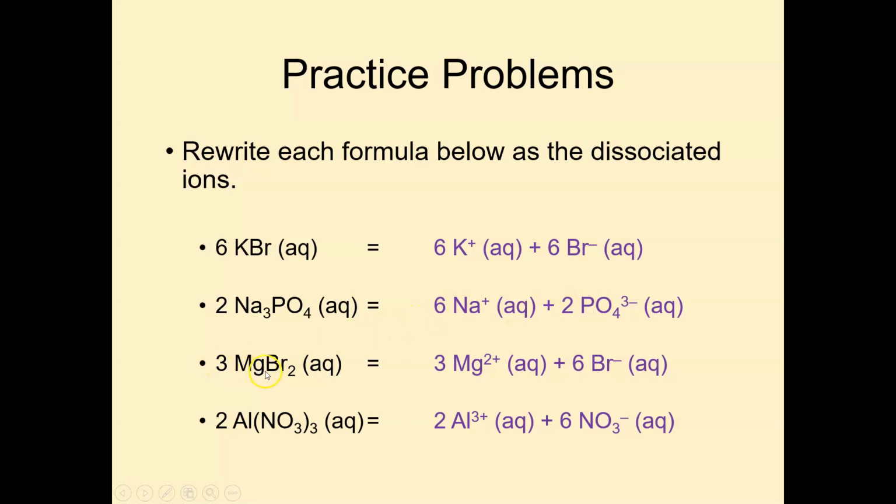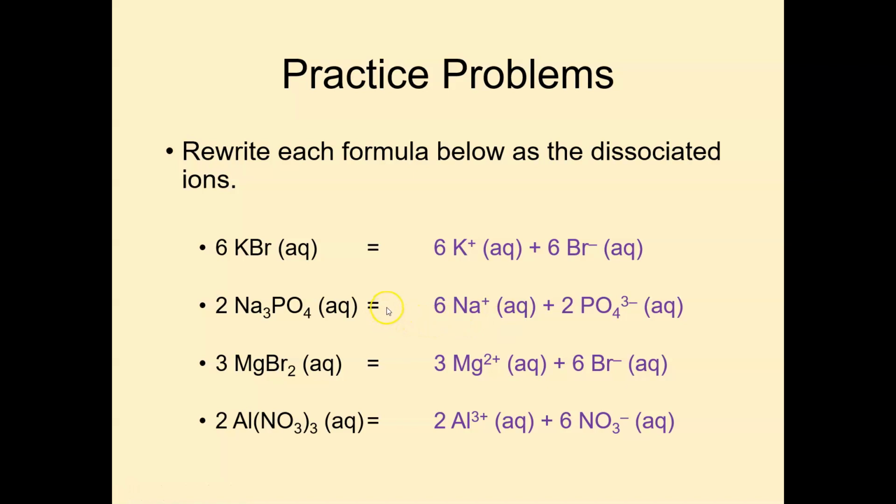3 times 1 for magnesium here in magnesium bromide gives me 3 moles of magnesium ions. 3 times 2 for the bromide gives me 6 moles of bromide ions. 2 times 1 for the aluminum gives me 2 moles of aluminum ions. And 2 times 3 for the nitrate ions gives me 6 moles of nitrate ions.